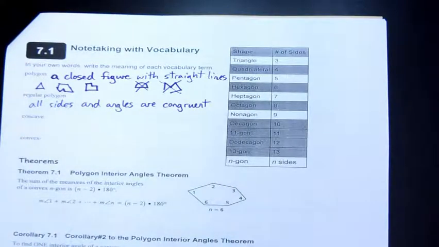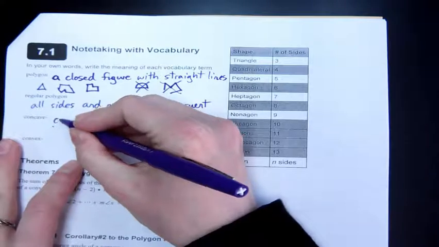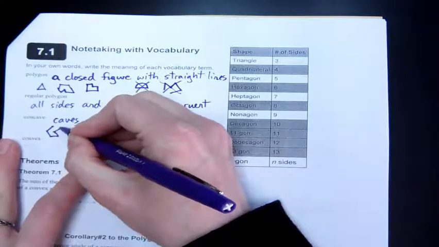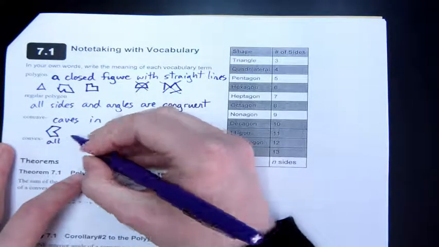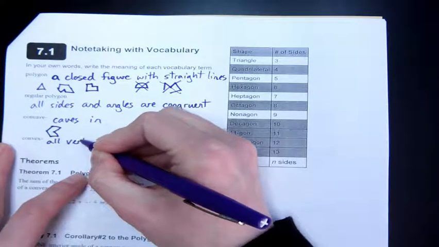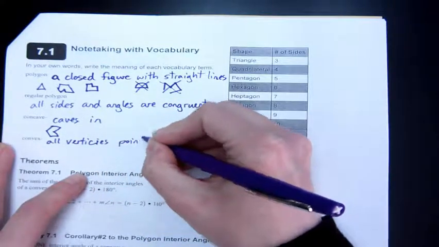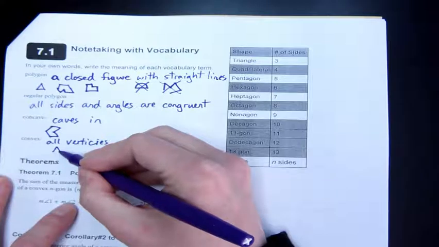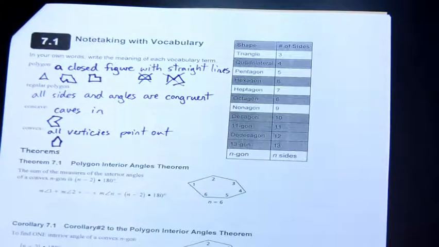All right, concave and convex. Which one of those goes in? Concave. So it's like a cave. We can walk into it. So if you just remember caves in, that would be something like this. Convex is when all the vertices point out. And those are the ones we're used to seeing most in geometry and stuff, when they're all pointing out.